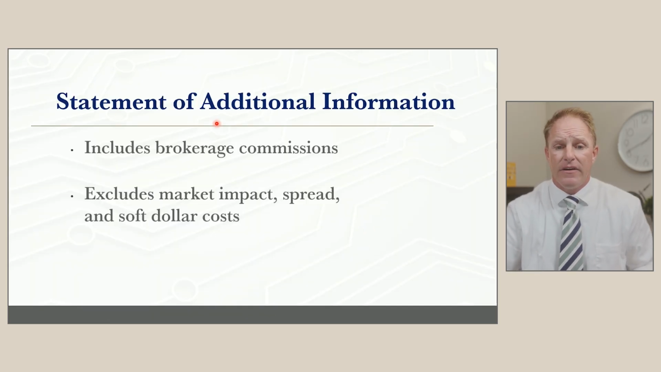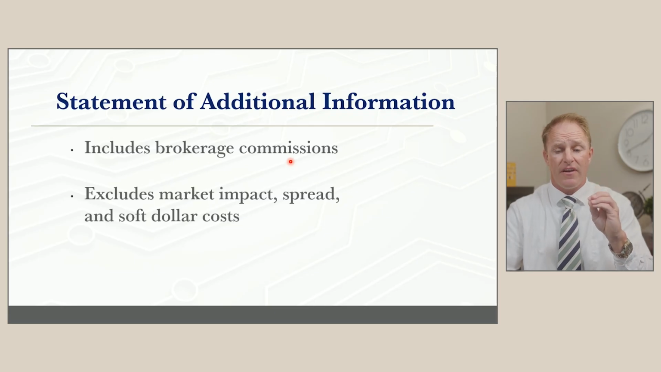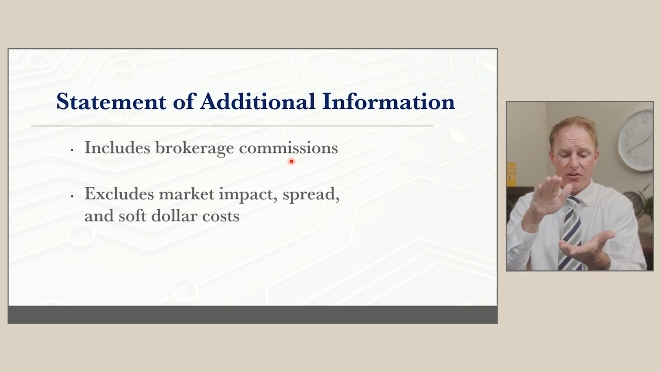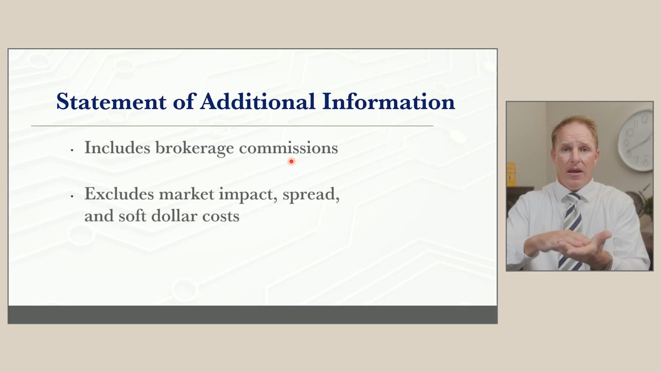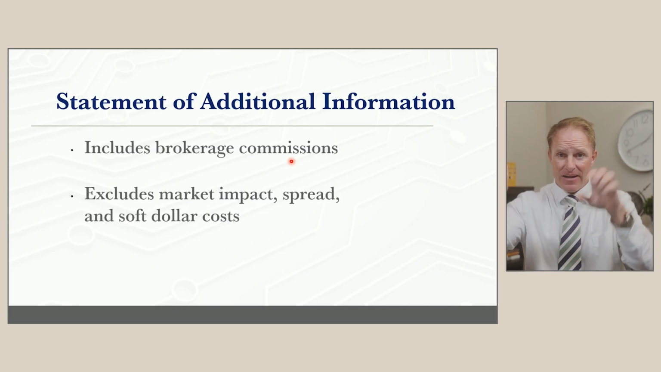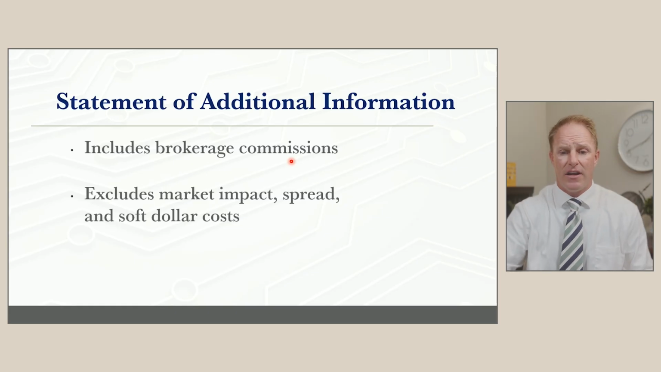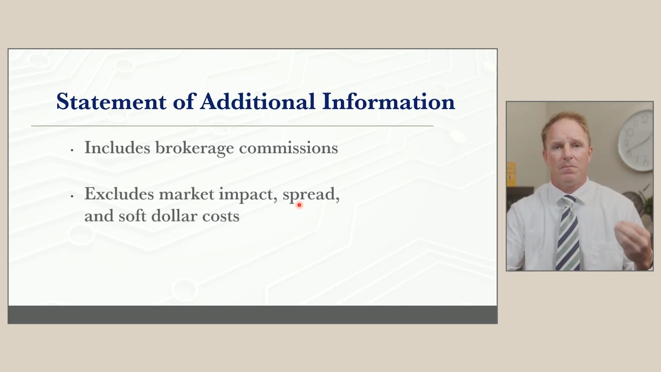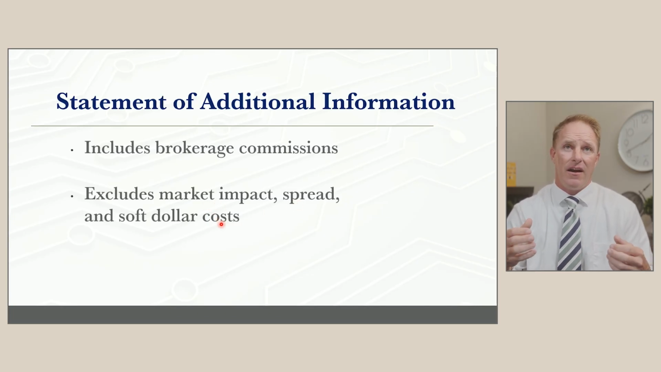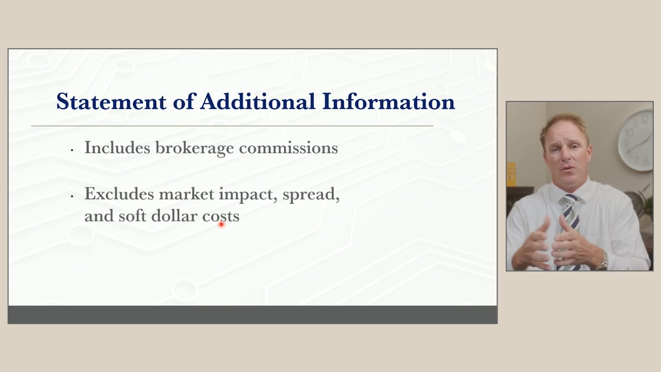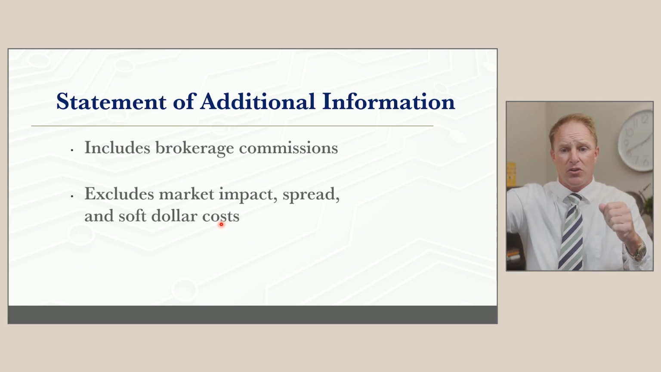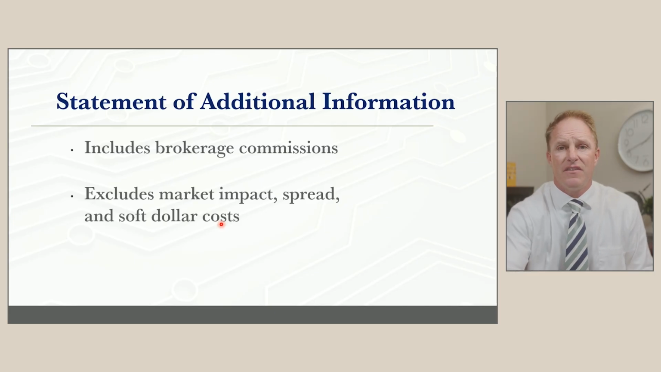If you want to find out only what the brokerage commissions are associated with the mutual fund you're buying, you have to get something called a statement of additional information, which you can usually find with a simple Google search. Remember, those brokerage commissions are not included in the expense ratio. They're in addition to the expense ratio, and they exclude other transaction costs like market impact costs, spread costs and soft dollar costs. Those are very difficult, if not impossible, to quantify on an ongoing basis. But if your turnover is higher and it's a small cap or an international mutual fund, you can be relatively confident that the costs associated with that mutual fund are going to be high as well.